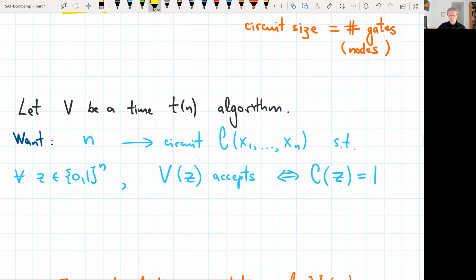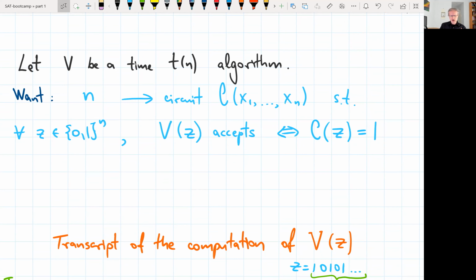So more precisely, what we need to do is to show that we can transform a Turing machine description to a circuit description in a way that the circuit size is t log t. So we want a transformation that will map an input length n to a circuit c with n inputs, x1 through xn, such that for any input z of length n, if machine v accepts that, the Turing machine accepts that, then the circuit must be 1 on the input z. How do we construct the circuit?